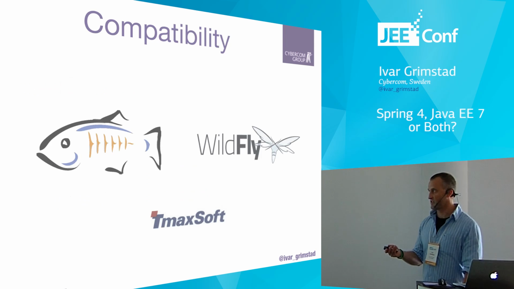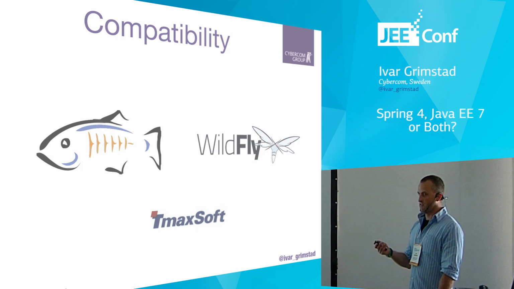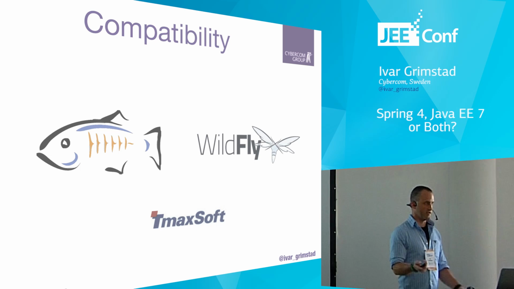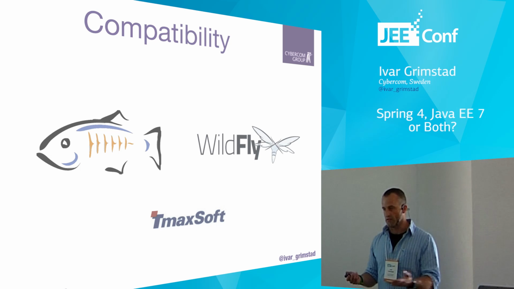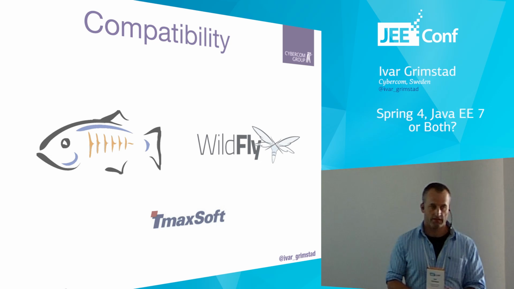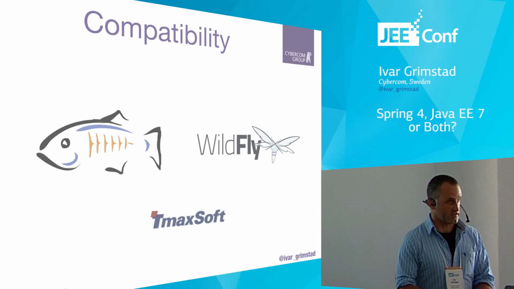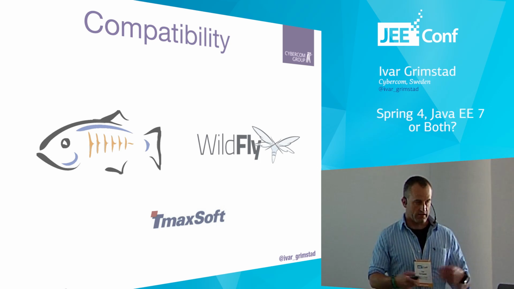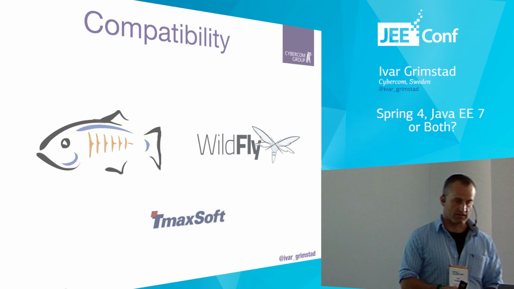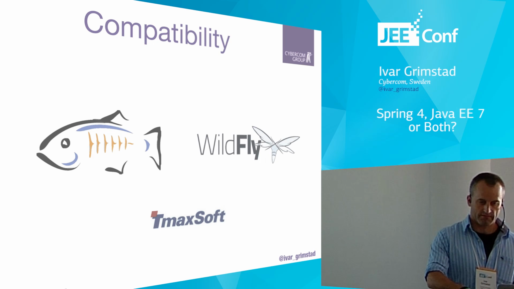So who supports Java EE 7? Of course, we have Glassfish, which is the reference implementation. We have Wildfly, which is the open source version of JBoss. And we also have a Korean application server that supports it. But I think that Glassfish and Wildfly are the 2 major ones that we are actually most exposed to.